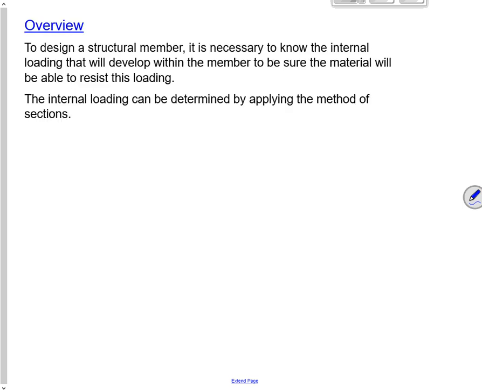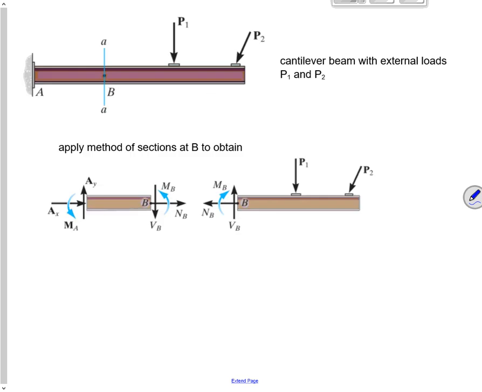This is particularly important if you want to design a beam, a structural member. How do you know how to design it? You have to know what the internal loading is going to be in order to know what to make it out of, what shape it needs to be, etc. The basic idea, we do this by essentially doing the method of sections on the beam and looking at the beam where I cut it and looking at what those effects are.